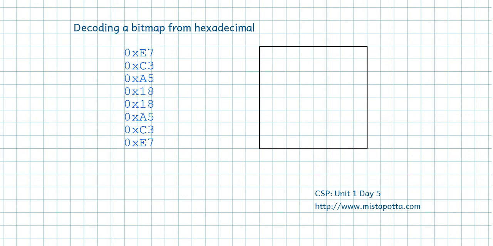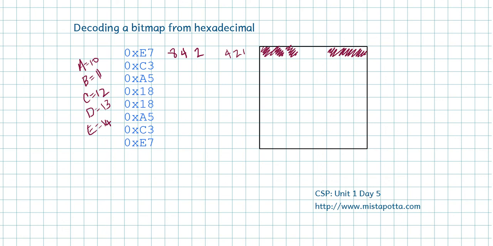So if I take a look at this first one, E is, well, let's see, A is 10, B is 11, C is 12, D is 13, E is 14. So I know that 14 is 8 plus 4, that's 12, plus 2 more, plus nothing. So I know that I'm going to have to shade this one in, and this one in, and this one in, and skip this one. And then I've got 7. 7 is 4 plus 2 plus 1, so that's going to be the last three bits that end up getting shaded.